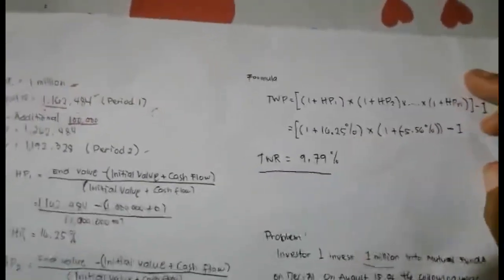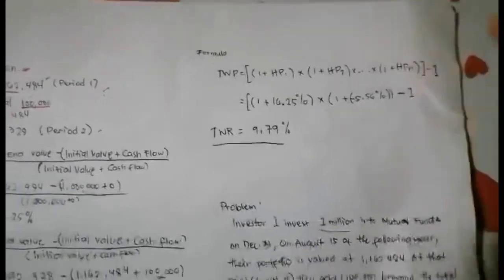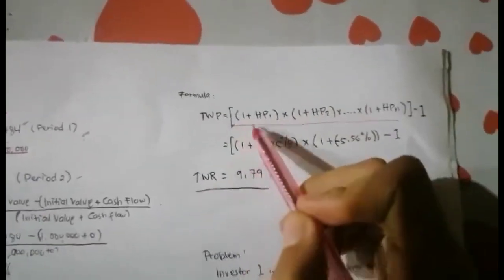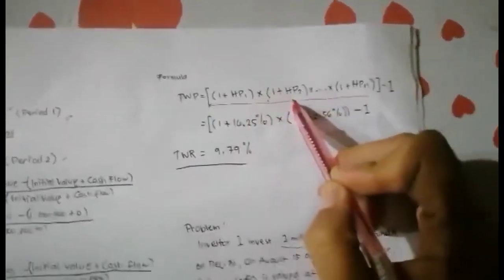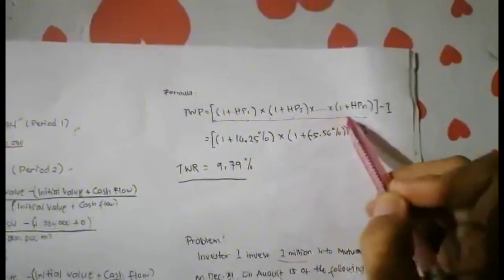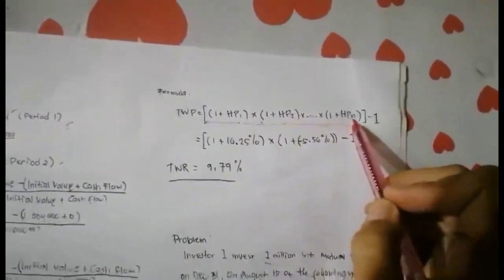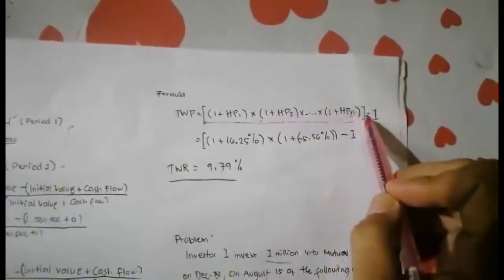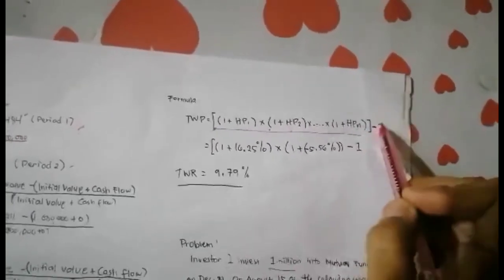So for the calculation of the total time-weighted return, here is the formula. 1 plus the first period return, multiplied by 1 plus the second period return, multiplied by 1 plus the additional periods, up to the n number of periods, and then subtract 1.